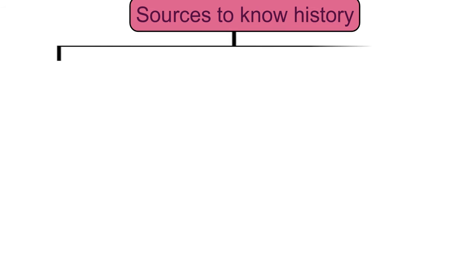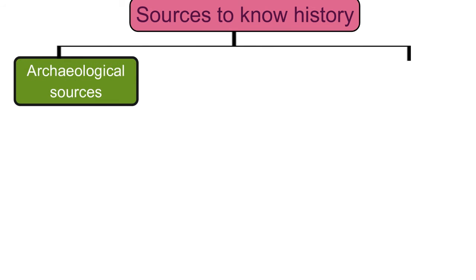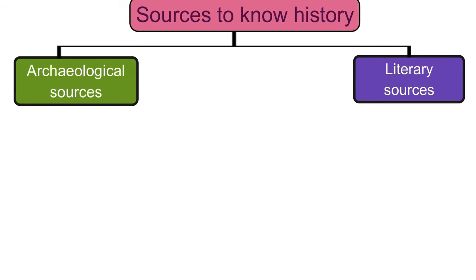Let's see, what are the sources to know history? The sources of history are divided into two categories: archaeological sources and literary sources.